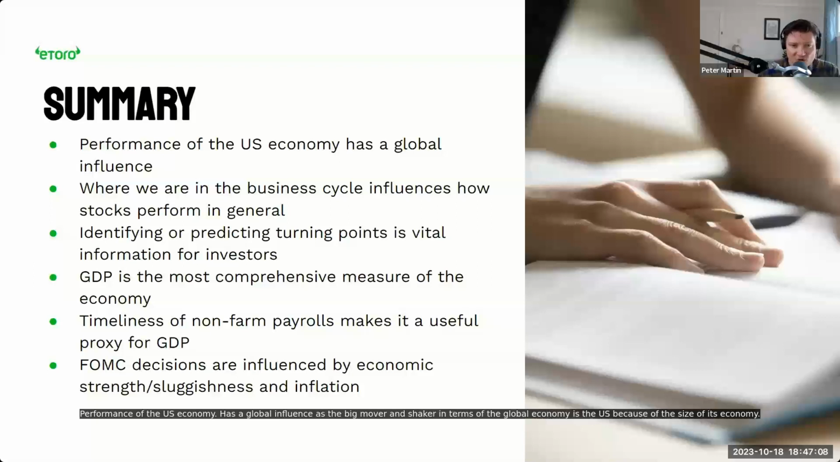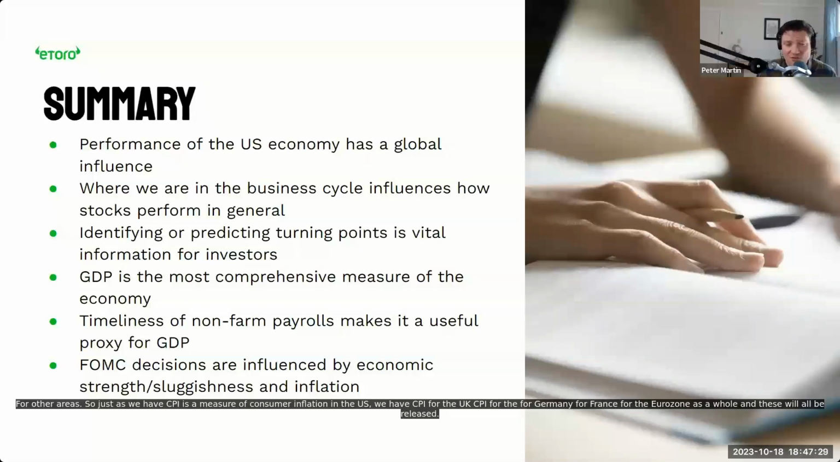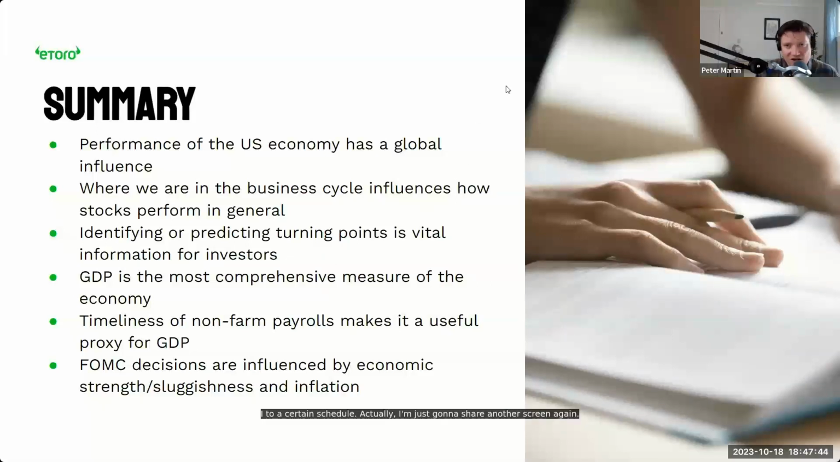So just to summarize some of the stuff that we've spoken about, the performance of the US economy has a global influence. It's the big mover and shaker in terms of the global economy because of the size of its economy. We saw just how big US GDP is. A lot of these indicators that we've talked about will exist for other areas. So just as we have CPI as a measure of consumer inflation in the US, we have CPI for the UK, for Germany, for France, for the Eurozone as a whole. And these will all be released according to a certain schedule.